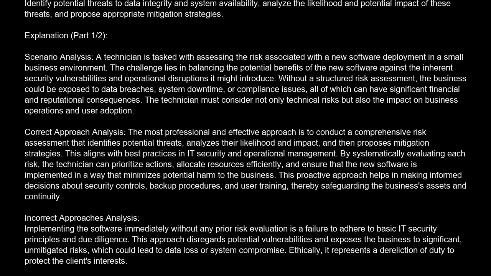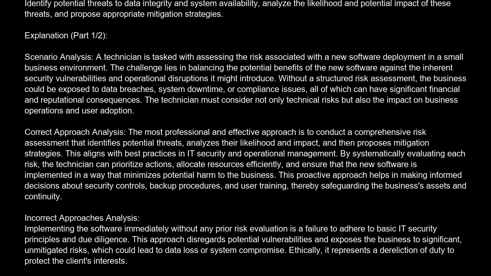The correct answer is A. Identify potential threats to data integrity and system availability, analyze the likelihood and potential impact of these threats, and propose appropriate mitigation strategies. Explanation. Scenario analysis.